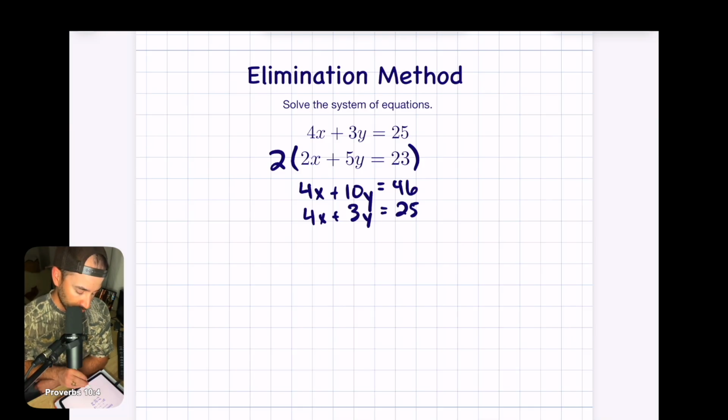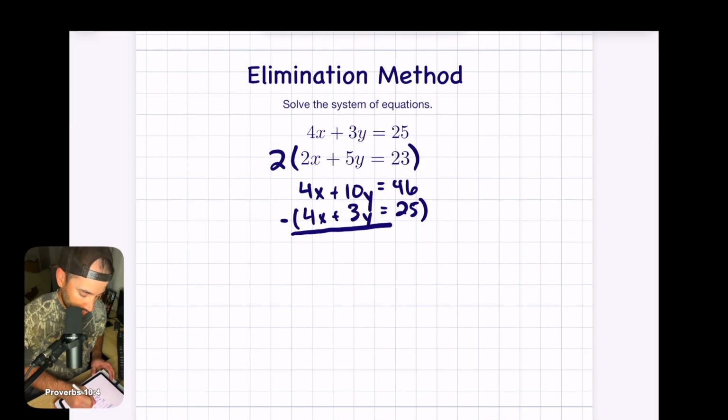So now we have two equations, and we have a 4x and a 4x that can cancel, okay? So now the question is, do we add the equations or do we subtract the equations? Well, if I add the equations, 4x plus 4x is 8x, so that's not going to cancel, so obviously we're going to subtract, okay? So we are going to subtract the second equation from the first equation, and I like to put parentheses just so that I don't get any signs mixed up.